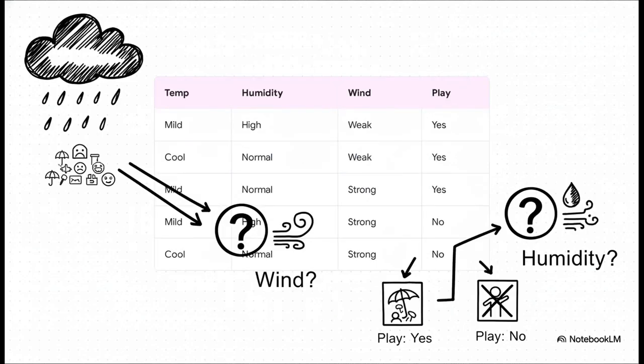And the rain pile? It's also still a bit mixed. So just like with the sunny group, the algorithm will dive into the smaller dataset and ask, okay, just for these rainy days, what's the best question to ask now? Is it about the wind or maybe the humidity? It just keeps repeating this process until every single branch ends in a pure, decisive answer.